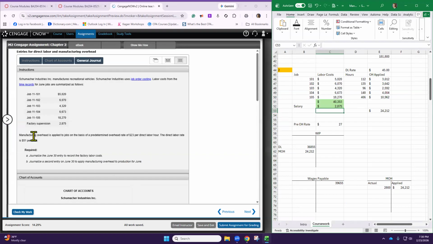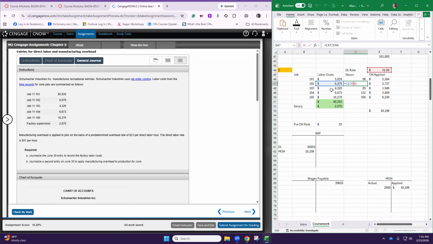Okay. So it says manufacturing overhead is applied to jobs on the basis of a predetermined overhead rate. So we have already figured it out. Predetermined overhead rate. Okay. And by the way, the rate is 23. 23 is the predetermined overhead rate, and the rate of the direct labor is $51. So what we have to do is divide our labor costs by our direct labor rate to find the direct labor hours. Here's your answer. So this is the labor cost divided by $51 is 98 direct labor hours, okay?